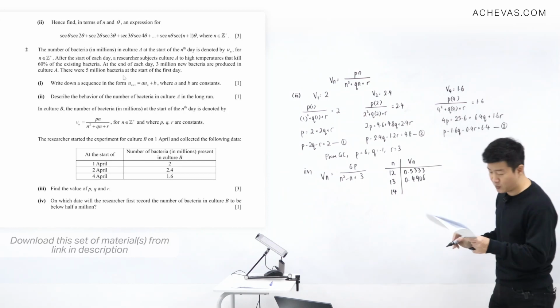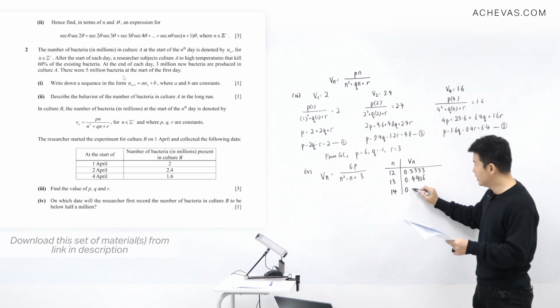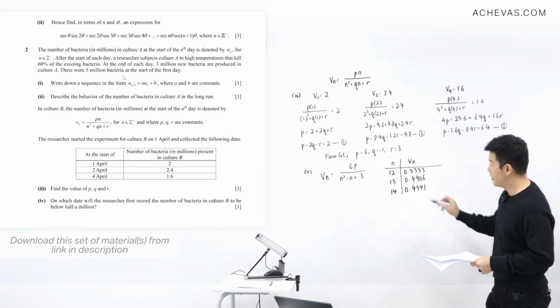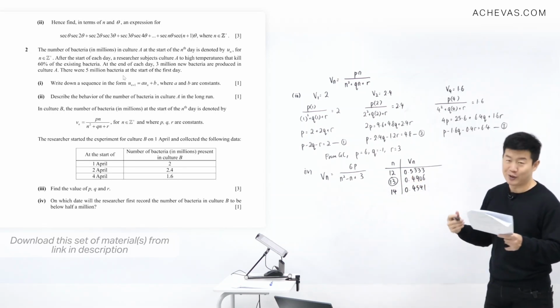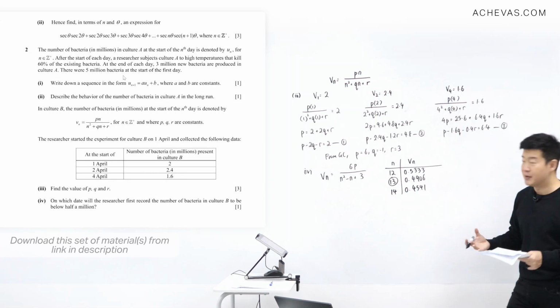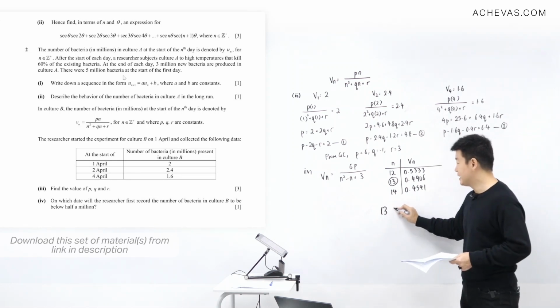Subsequently, let's take a look at what we have in our calculator. From the calculator, this is 0.4541. So based on this, I know things happen on the 13th day. So on which date will the researcher first record the number of bacteria in culture B to be below 500,000? We will be seeing this happening on the 13th of April.